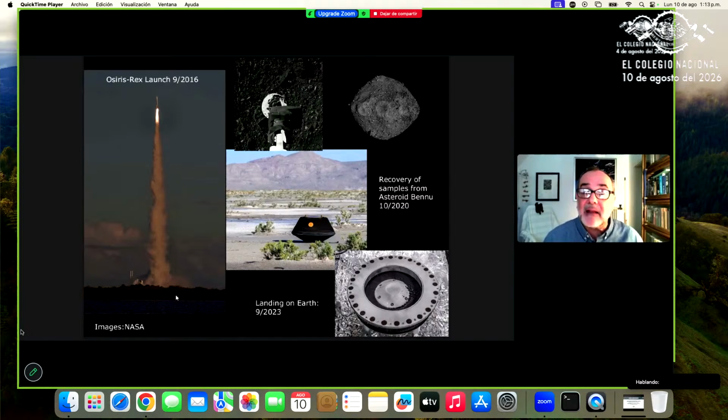OSIRIS-REx landed, for example, on an asteroid, in this case the asteroid Bennu, and it took a sample. See the asteroid in the upper right picture. It took some samples and came back with those samples to the Earth. It landed in 2023 on the Earth, and on the lower right you see some of those crumbs taken from the asteroid. And so we know where it came from. We analyzed it. We can compare it with asteroids. We can compare it with meteorites in our collections, so we know where they come from.